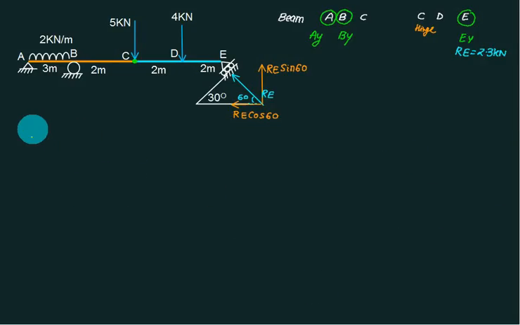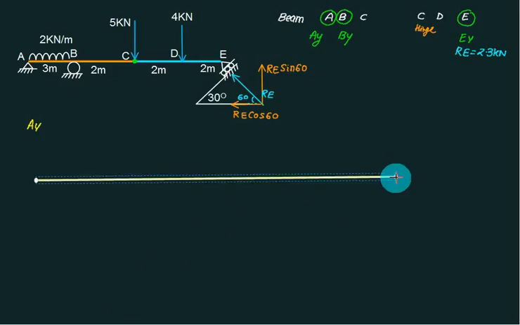Okay, right. To find AY, consider the entire beam. So this time I am drawing full scale. Thoda enlarge karke bata raha. Enlarge. But do you consider the full beam or do you first consider only the AC part? First you only consider the AC part. So show point A.